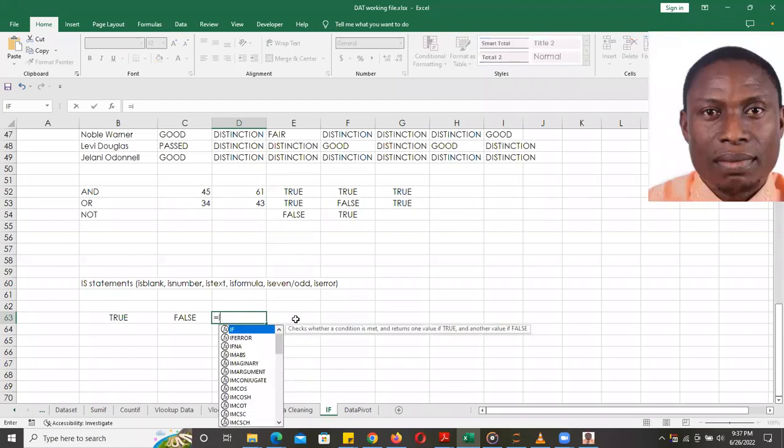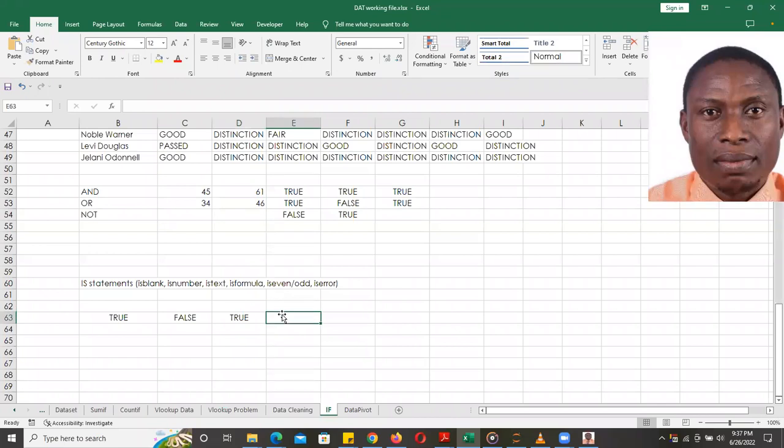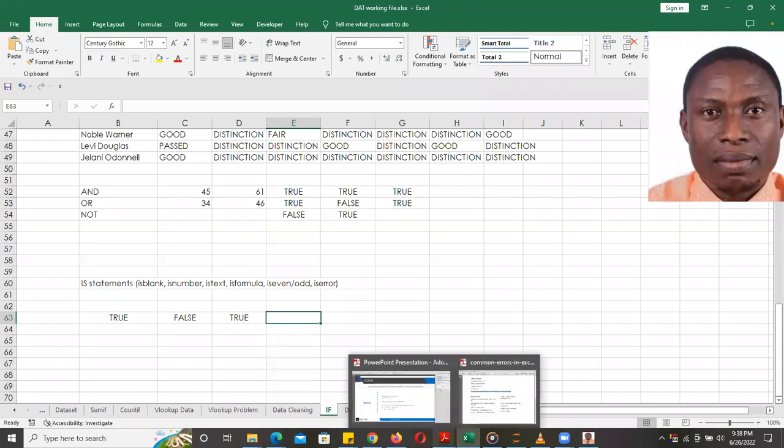Equals is even. Let me check this. Whether it's even, you can see it says false because it's not. So let me change it to 46. You can see it changes to true. I've changed the content of the cell from 43 to 46, so 46 is an even number. And likewise, you can do is odd. If it's an odd number, it's going to tell you whether it's an odd number or an even number. Any question?